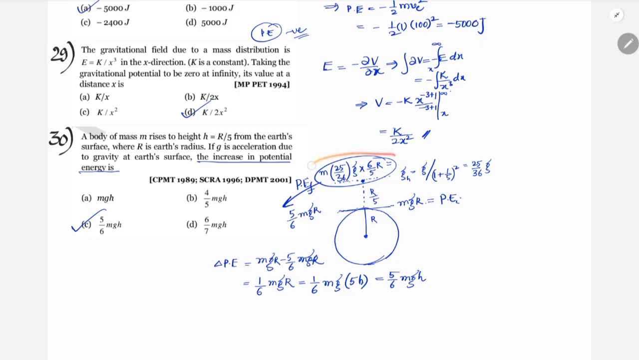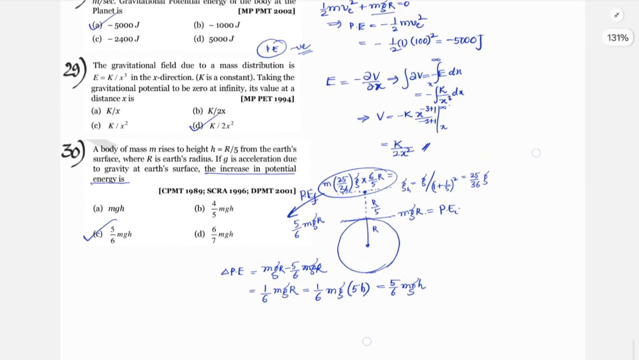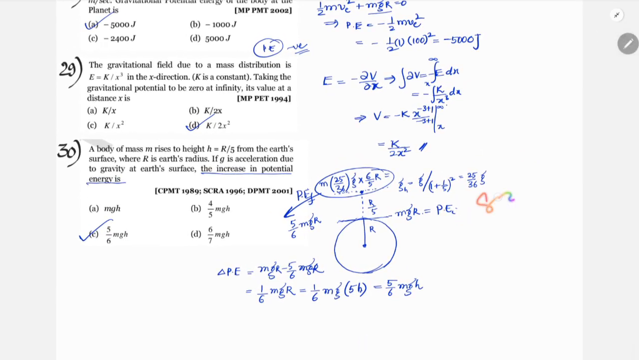Now at this point, mgh again. Now substitute, that is how much the distance is from the center. Always you can take R plus R by 5, that is 6 by 5 R, and the g value here is 25 by 36 into g, and the mass. Now they are asking for the potential energy difference, remember that. Now take this potential energy minus this, or this minus this, either way, and you will finally get 5 by 6 mgh.